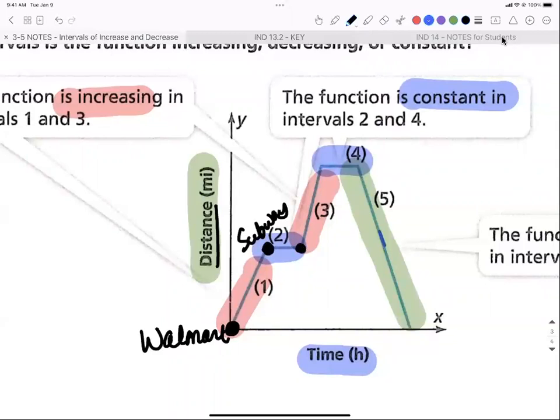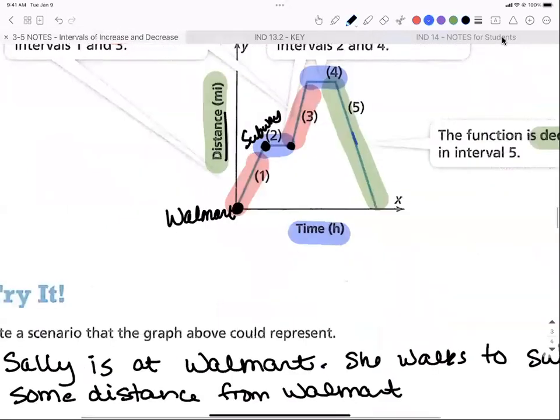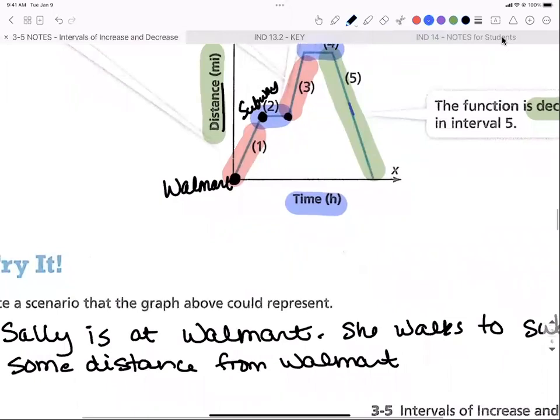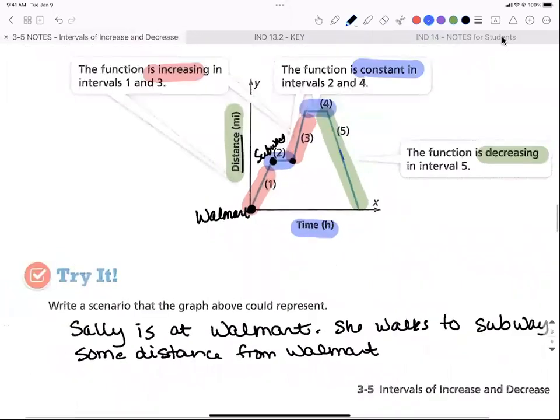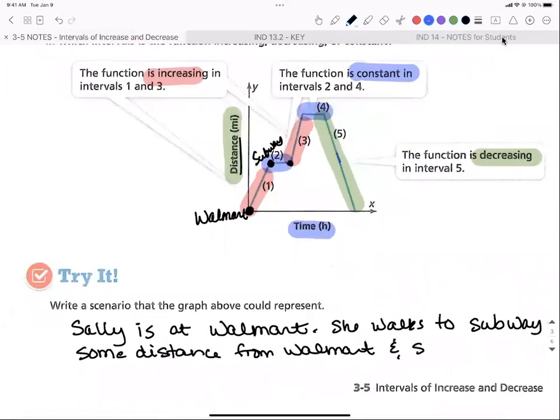Yes, she was stopped. She was staying still. She stayed at Subway during interval 2, okay? Because her distance didn't change. She didn't get further away from Walmart. She didn't get closer to Walmart. Her distance stayed the same. So she walks to Subway, some distance from Walmart, and stays there. We don't know how long, but we know she stays there.